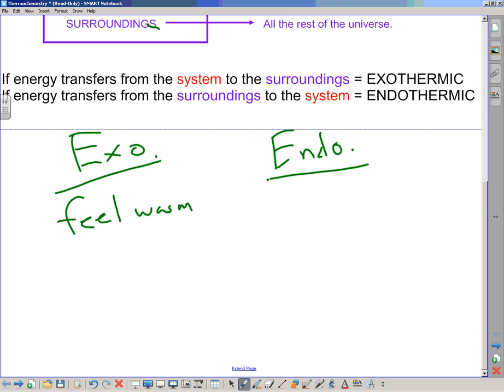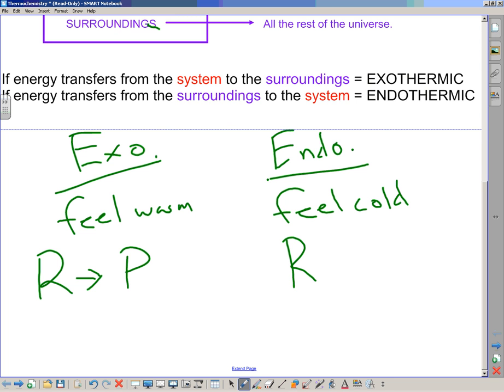Yes? All right, endothermic is going to feel what? Yeah, it's going to feel cold to us. That's because as you touch it, that reaction is taking heat from its surroundings. So your hand is warm, it's removing that heat from your hand to continue to have that reaction process and finish. Now, what do the reactions look like? If we use the term R and P to represent our reactants and our products, where is energy going to be for an exothermic reaction?